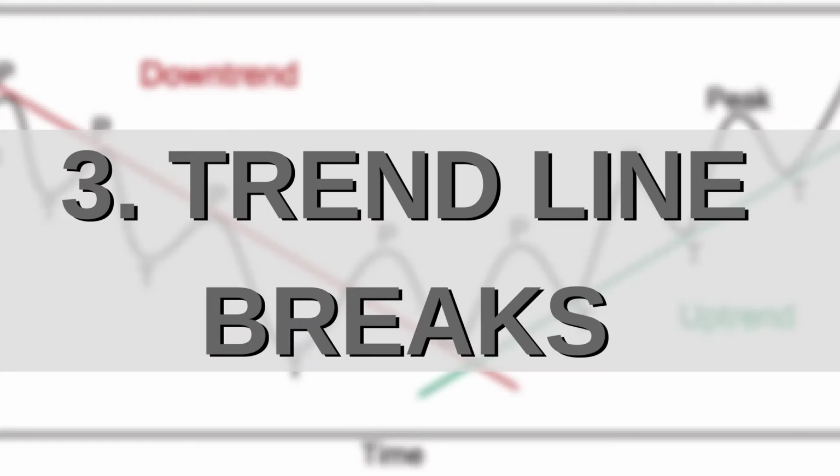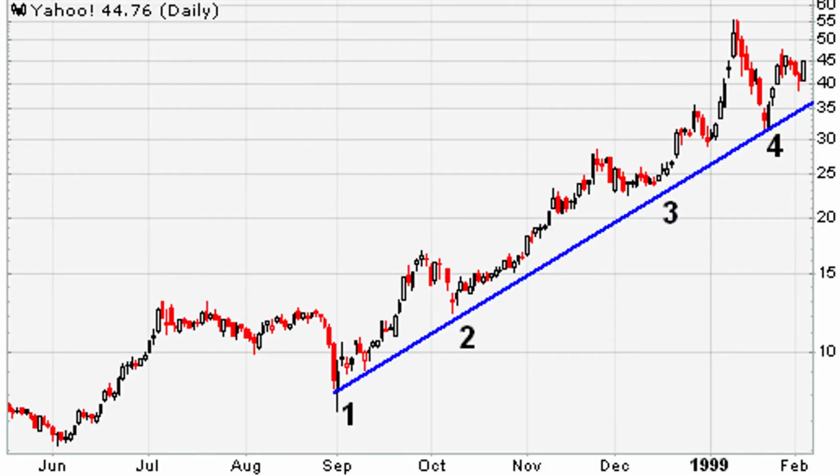The third way to spot a trend change is what we call trendline breaks. One of the simplest tools to use in technical analysis is a trend line. When the market is moving dramatically in one direction, let's say it's making higher lows and higher highs, you can draw a trend line beneath the chart, and it'll illuminate the fact that the market is in an uptrend.